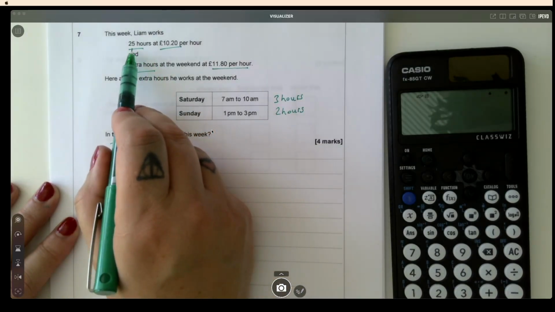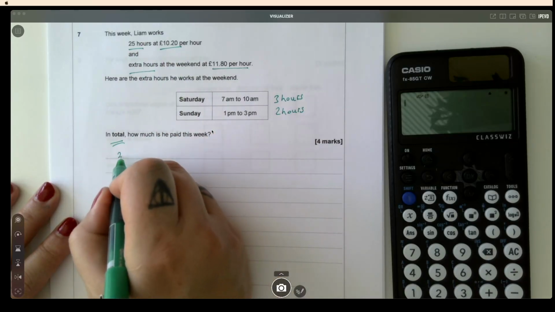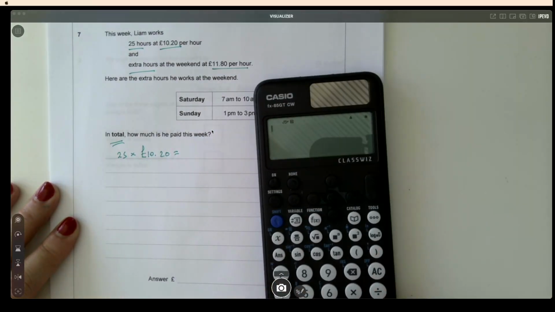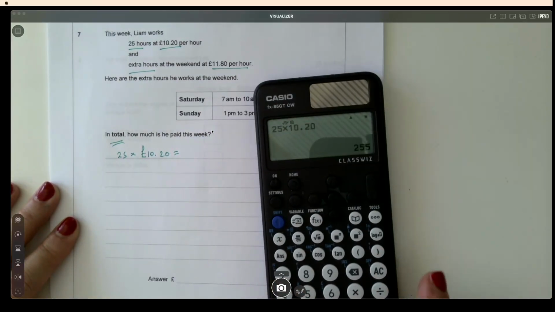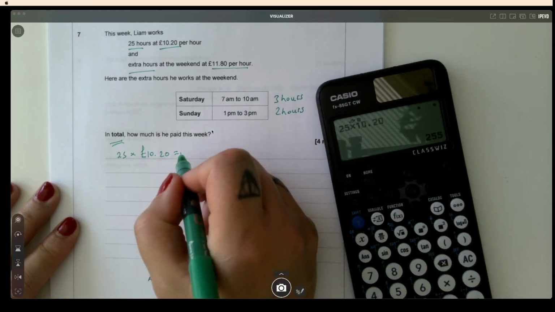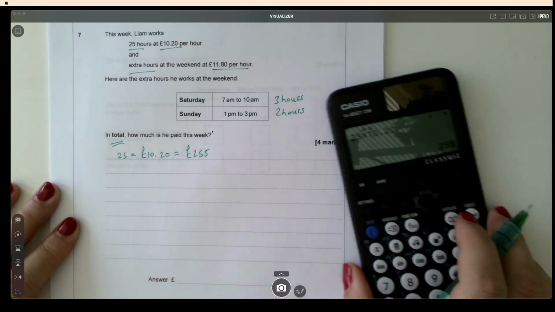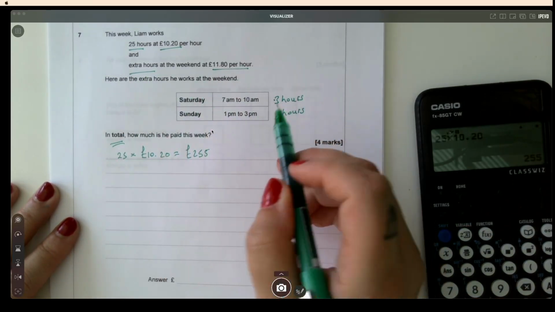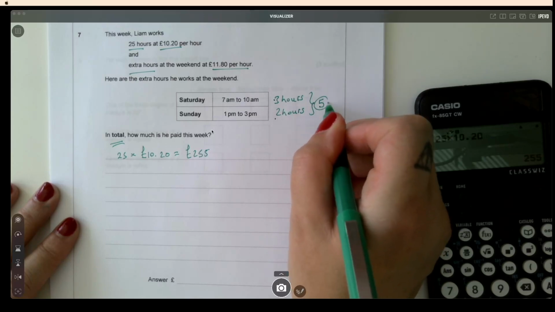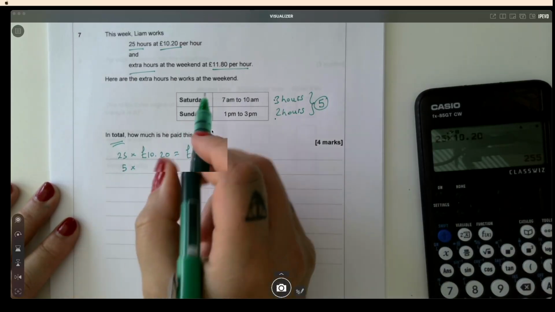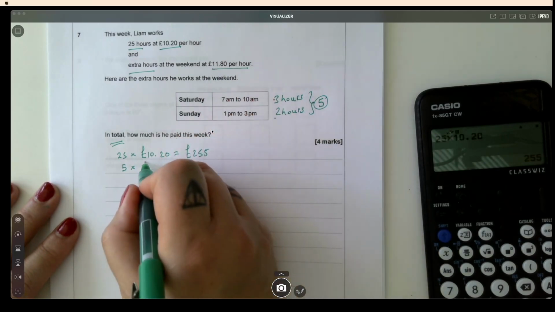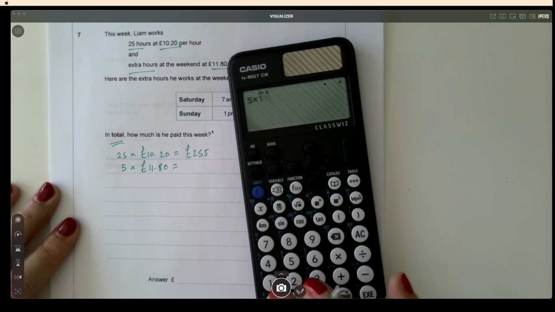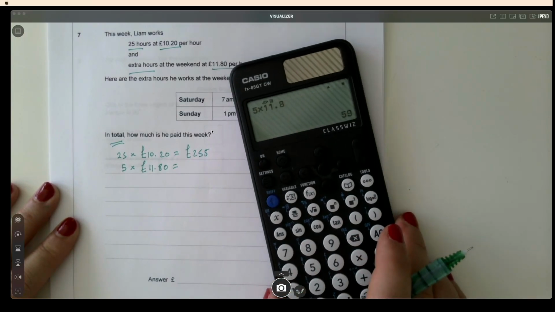So first of all, he worked 25 hours at £10.20. So let's work out what that is. So 25 times £10.20 is £255. Now we need to work out how much he's paid for these extra hours. Well, there was 3 hours on Saturday, 2 hours on Sunday, so that's 5 hours in total. So we're going to do 5 times the extra hourly rate. So 5 times £11.80, which is £59.